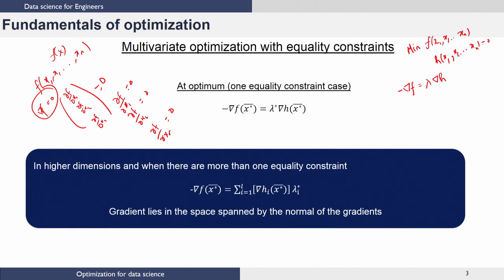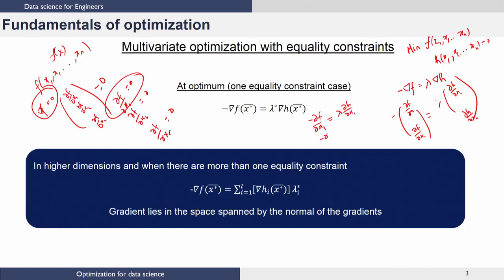So, just to expand, this basically says I have minus dou f dou x1 all the way up to dou f dou xn equals lambda dou h dou x1 all the way up to dou h dou xn. So, if you expand this further, I am going to get n equations. In the unconstrained case I got these equations to be 0. In this case I am going to get equations of the form minus dou f dou x1 equals lambda dou h dou x1 will be one equation. The second equation will be minus dou f dou x2 equals lambda dou h dou x2 and so on. The last equation will be minus dou f dou xn equals lambda dou h dou xn.